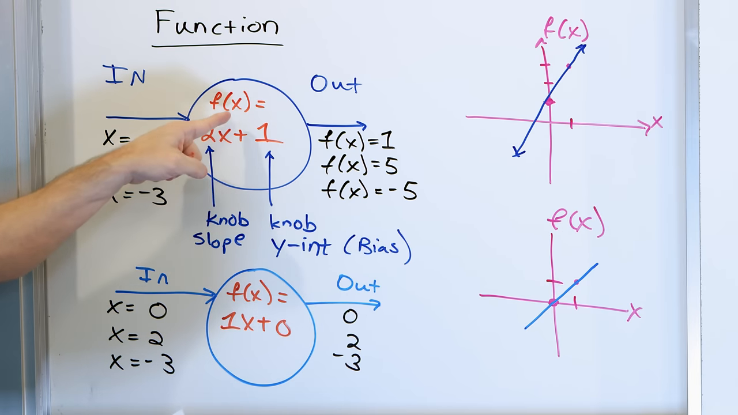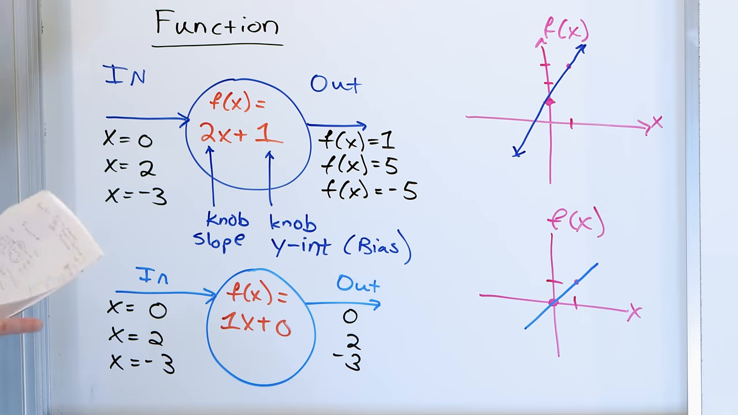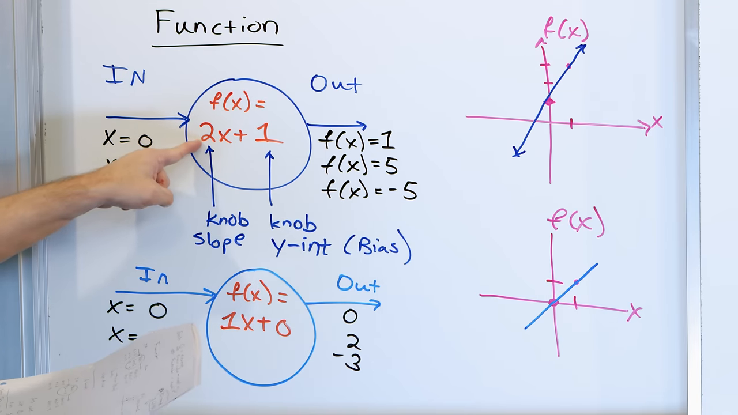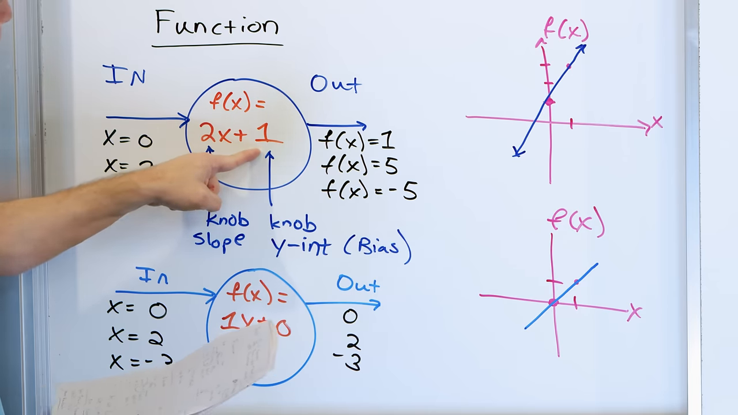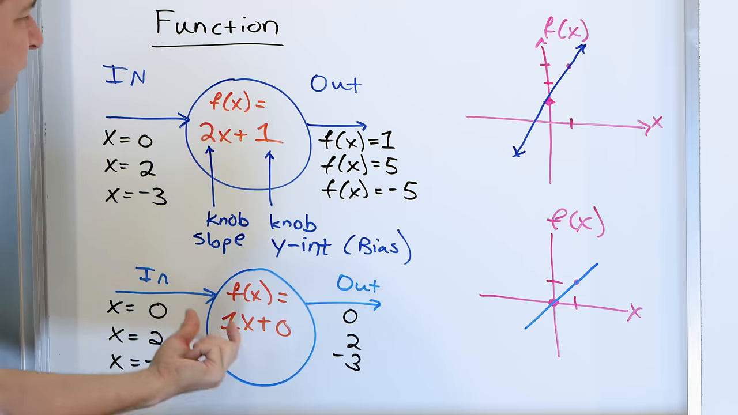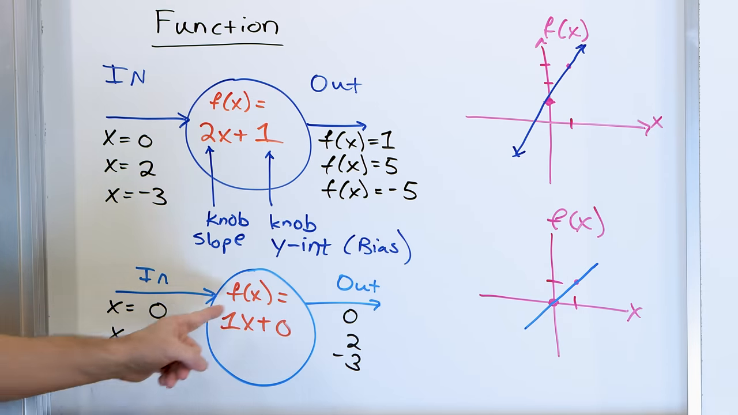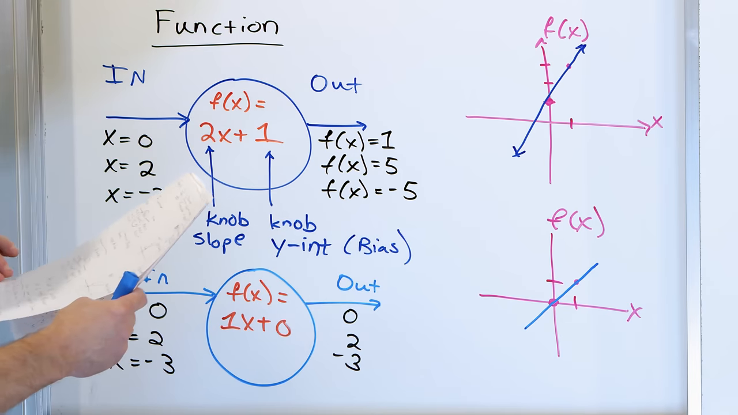The point of this is just to remind you what a function is, to remind you that in math class, you learn that a function takes a single input and produces a single output, right? And as you turn the knobs, in this case, the 2 is a knob called the slope, and the y-intercept is a knob that we call the bias. As you change the knobs, you totally change what the function does. You change its behavior completely so that even with the same input values, you get different output values, all right?